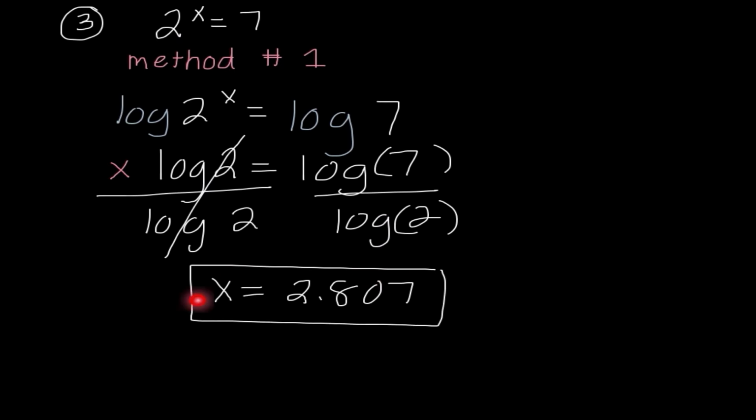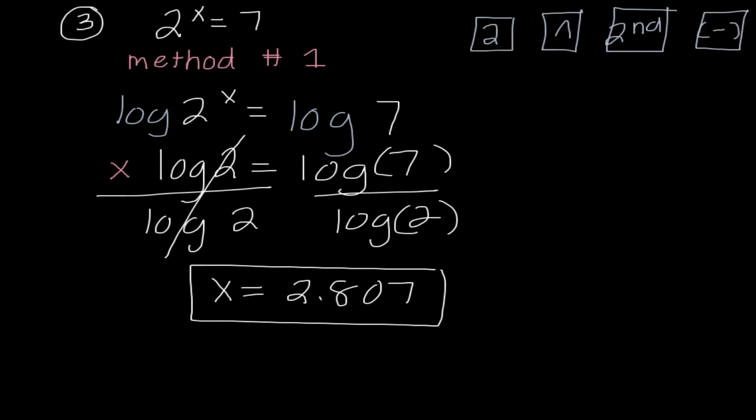Now, for me to definitely know that this works, I need to substitute it back in. So in my calculator, what I'm going to do is type in 2 caret, and then I'm going to do second negative. And what that does is put in my previous answer, which means it's putting in the exact value, not just this rounded value. And in my calculator, it does tell me that 2 to this power is equal to 7. So I know that this works.